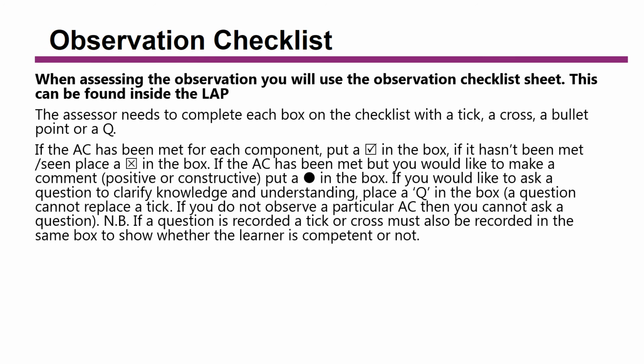So if the assessment criteria has been met for each component, place a tick in the box. If it has not been met or not seen, place a cross in the box. If the assessment criteria has been met but you would like to make a comment, and this could either be positive or constructive, place a dot in the box. If you would like to ask a question to clarify knowledge and understanding, place a Q in the box.